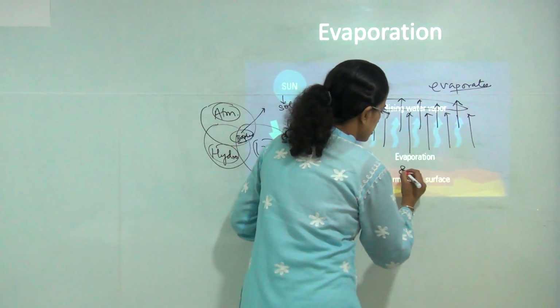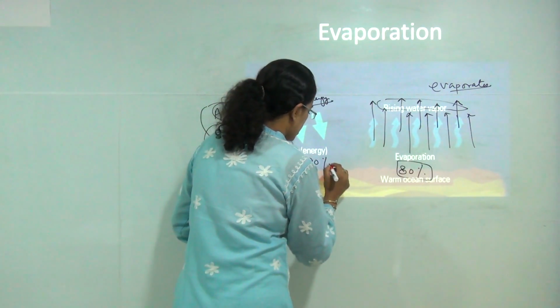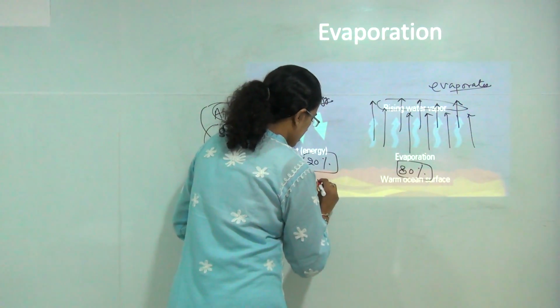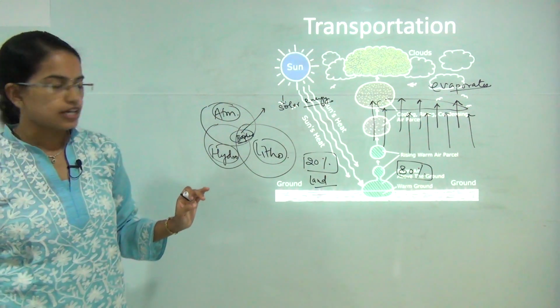Now as we talked about, evaporation is the first stage. Around 80% of the evaporation takes place from ocean bodies and 20% of the evaporation occurs from land. So that's the first stage. The next stage is transportation.